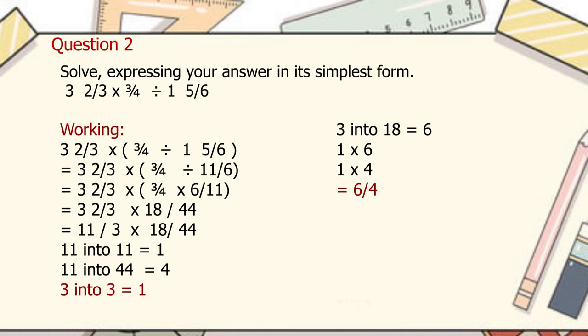6/4. Let's reduce 6/4. We can use 2 to reduce. 2 into 4, 2. 2 into 6, 3. So we now have an improper fraction, 3/2. Let's change that to a mixed number. Changing it to a mixed number, the answer will be expressed in its simplest form as requested by the question. 2 into 3, 1, and 1 remains over 2. So on our answer line, you should have 1 1/2.